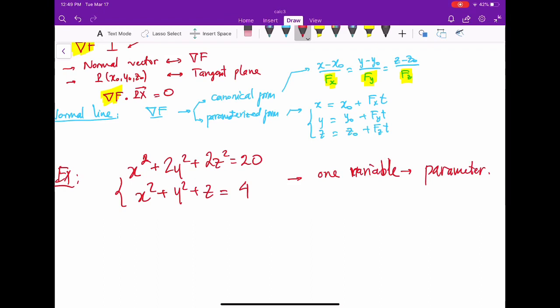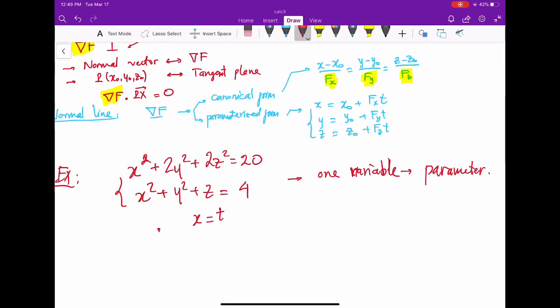So that means you can describe, like you can put z equal to t, x equal to t, or whatever you want, right? And then you solve for the rest of variables. So you will have a vector function. Make sense?